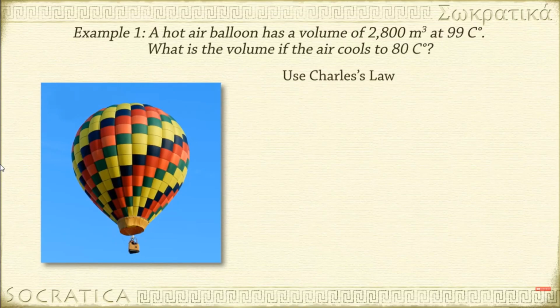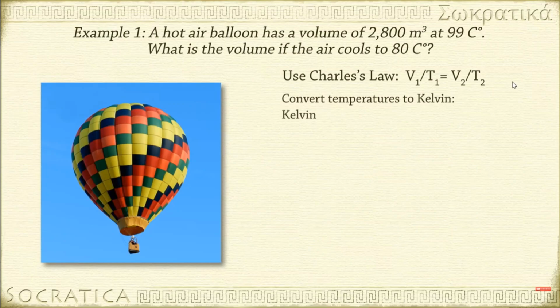We'll write Charles' law in the before and after form. V1 over T1 equals V2 over T2. We substitute in what we know. Remember, we have to convert temperatures to Kelvin. Kelvin equals degrees Celsius plus 273.15. So now T1 equals 372.15 Kelvin, and T2 equals 353.15 Kelvin.